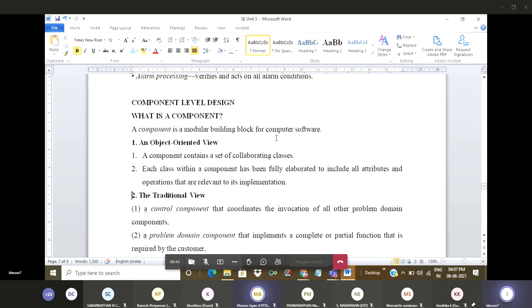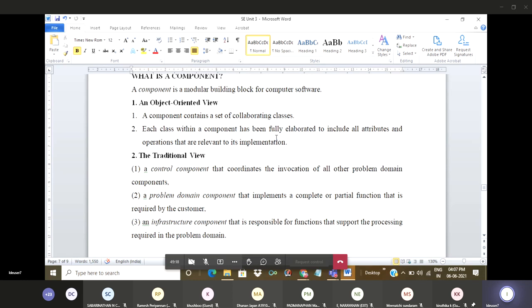A component is nothing but a modular building block for computer software. First one is the object-oriented view, second one is the traditional view. The object-oriented view is a component which contains a set of collaborating classes. Each class within a component has been fully elaborated to include all attributes and operations that are relevant to its implementation. Under the traditional view, we have three components: the control component, the problem domain component, and the infrastructure component.